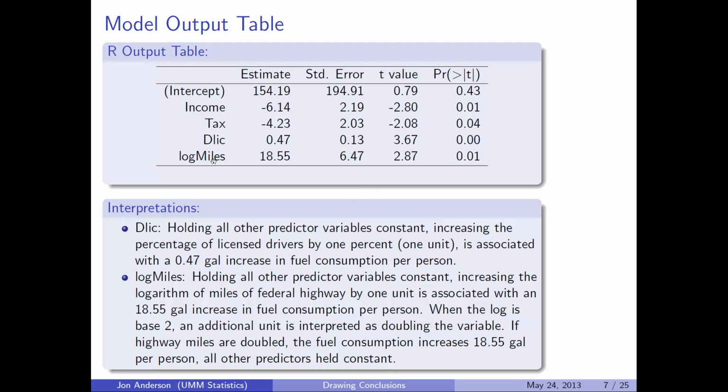Remembering that when we have a predictor that's measured in a logarithm, in this case a logarithm base 2, increasing log miles by 1 means that we are doubling just miles. So log miles increasing by 1 is the same as doubling miles. And in that case, holding other predictors constant, we get an increase in fuel consumption per person of about 18.5 gallons.